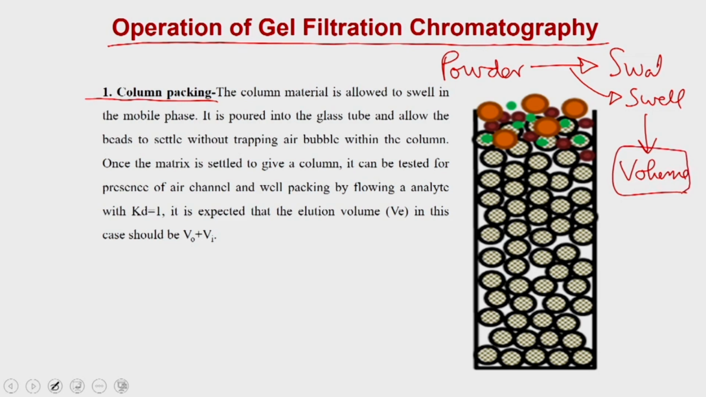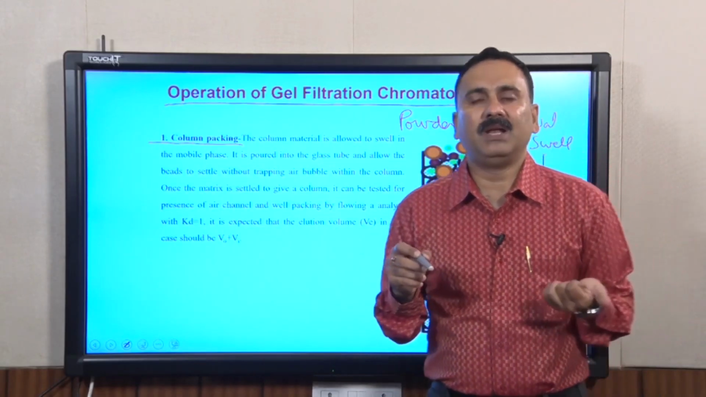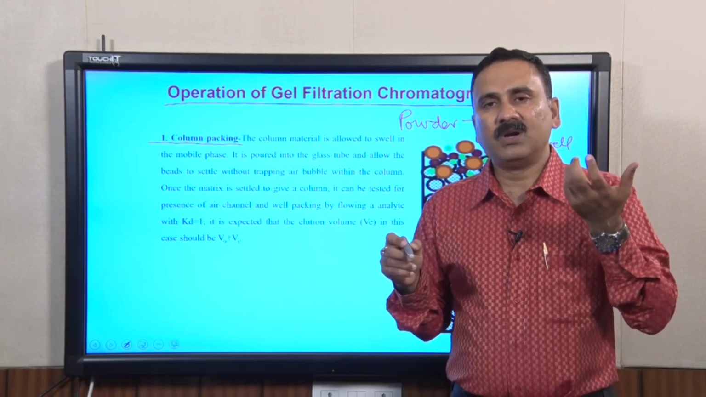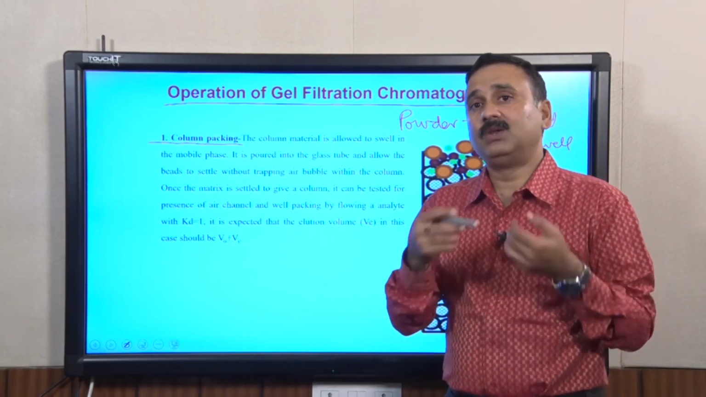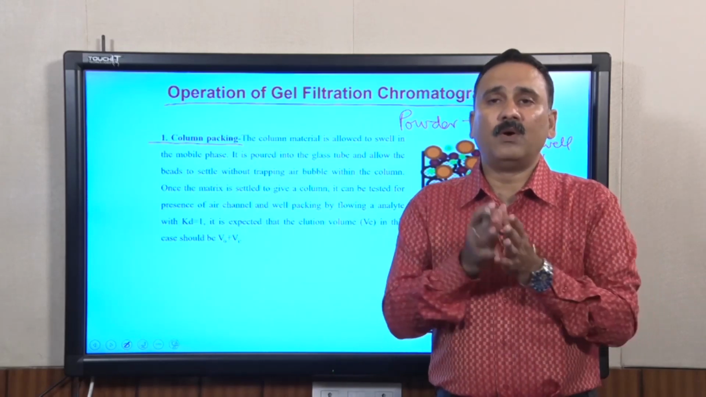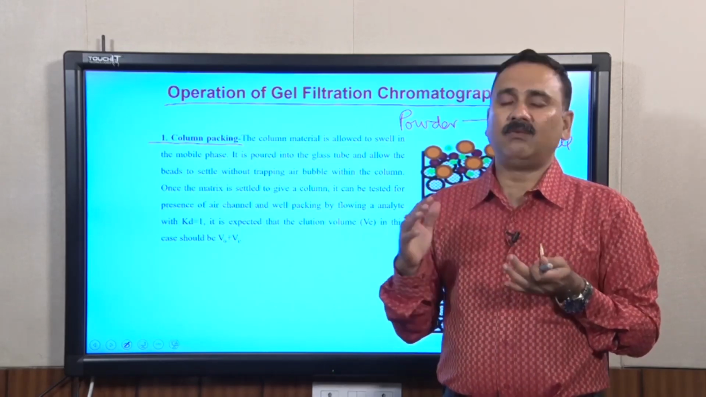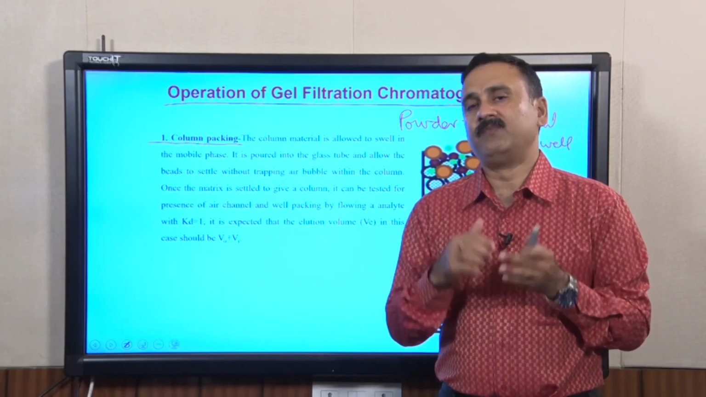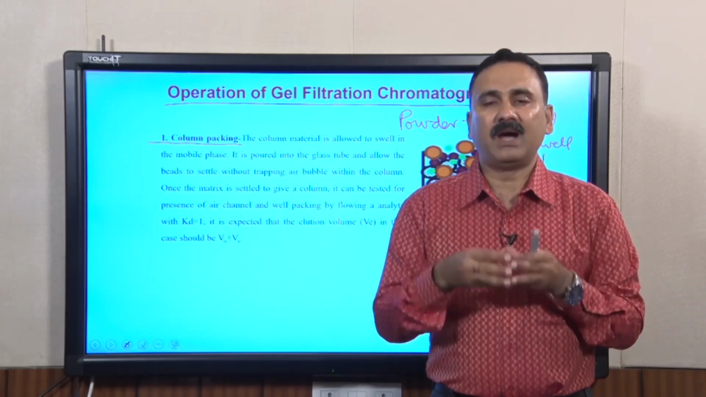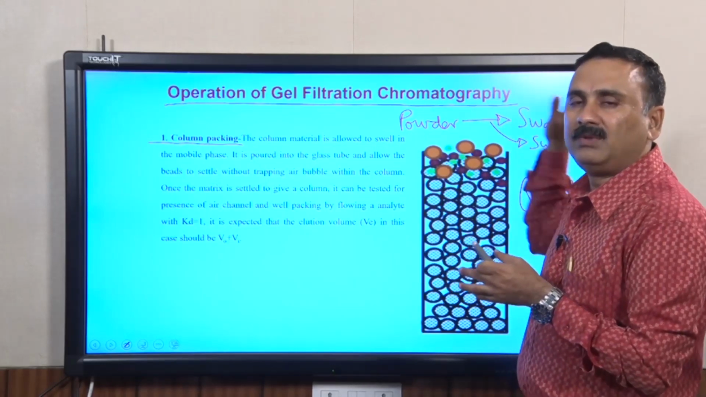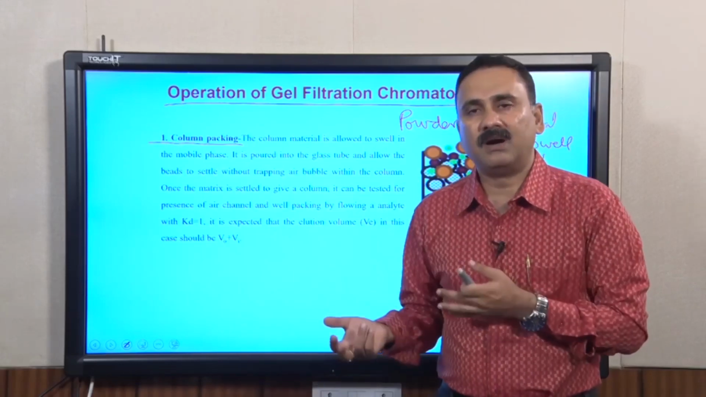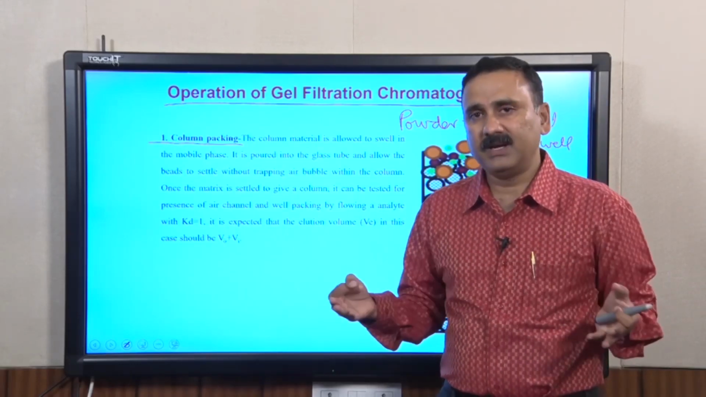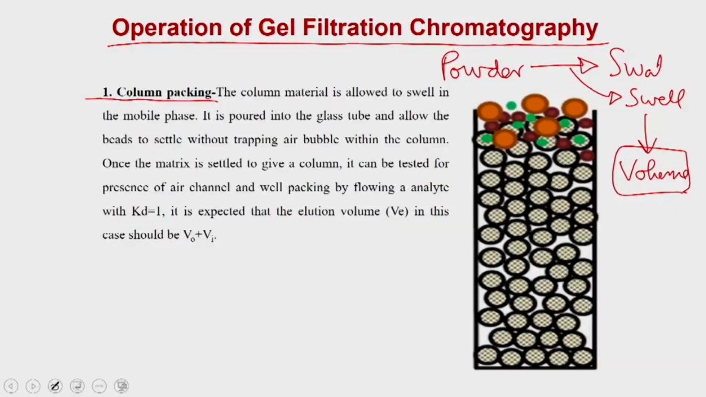If it is present in the liquid form, then mostly the column material is stored in 20% alcohol containing 0.2% azide. In those cases, you have to do at least 3 to 4 times buffer exchange, so that there will be no alcohol present in that column. Now, once your beads are ready, either swollen from the powder, or you have already got the swollen beads from the companies and you have washed and prepared them, you have to allow the column material to settle down in a mobile phase.